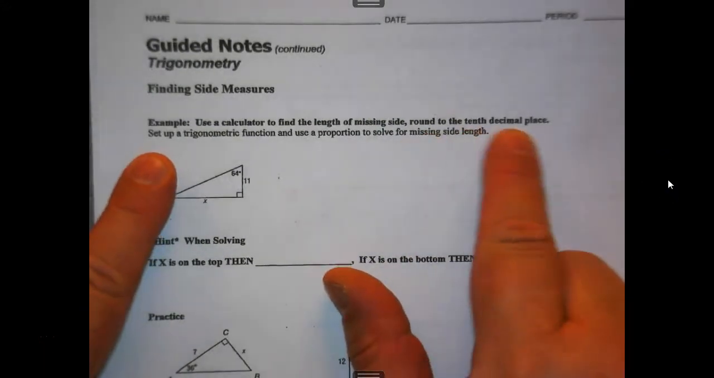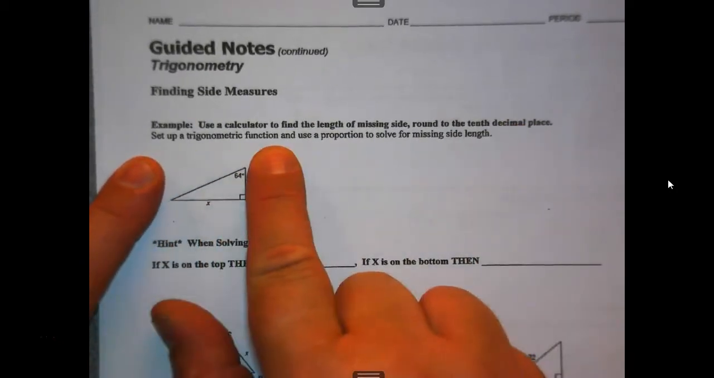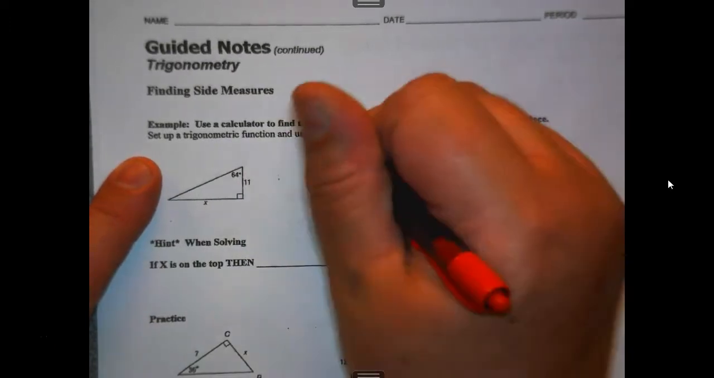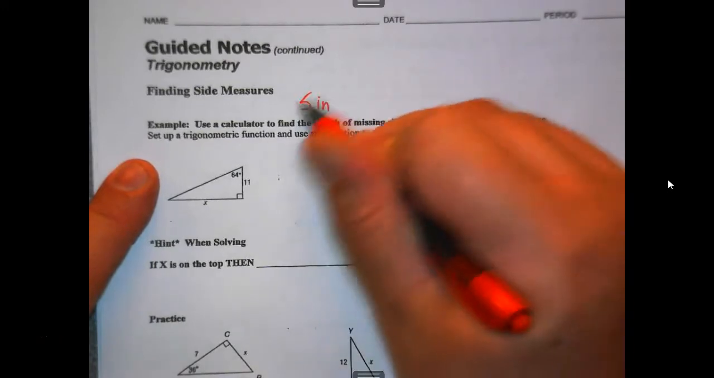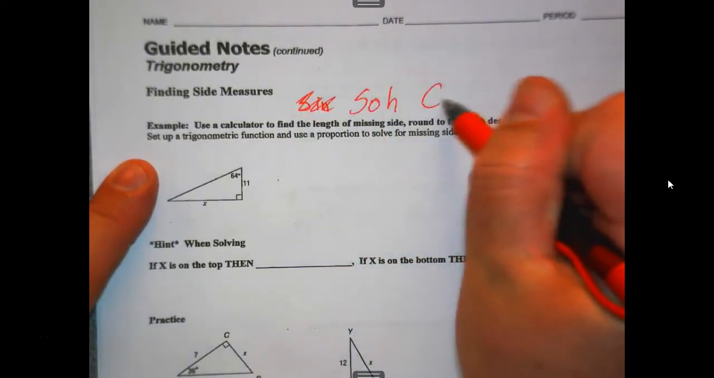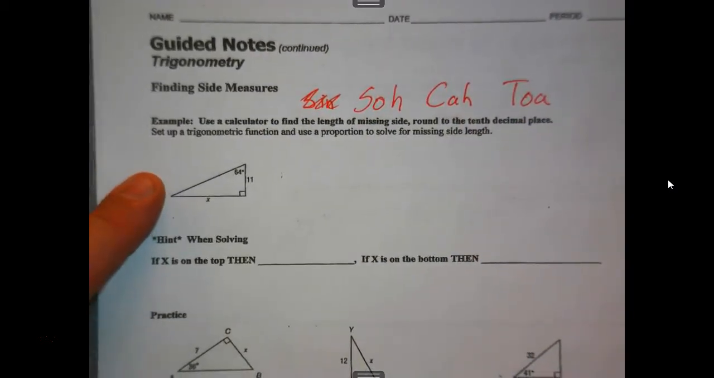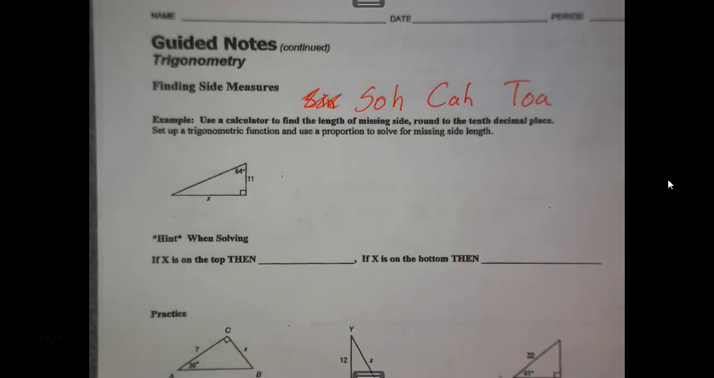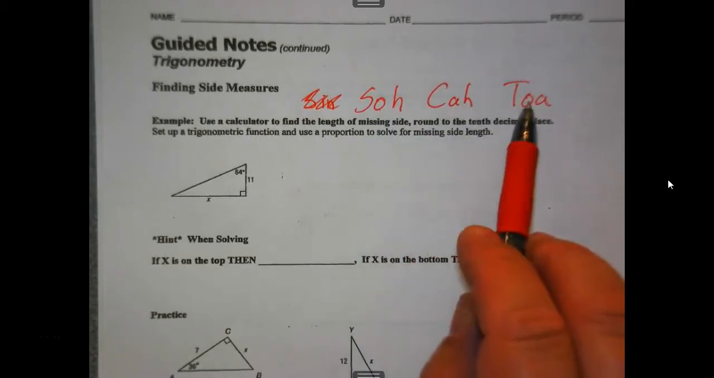Everybody remember how to find the sides? Okay, round to the nearest tenth, so we're going to use calculators. Set up a trig function. Which trig function, sine? SOHCAHTOA, right? SOHCAHTOA. Opposite over hypotenuse, adjacent over hypotenuse, opposite over adjacent.